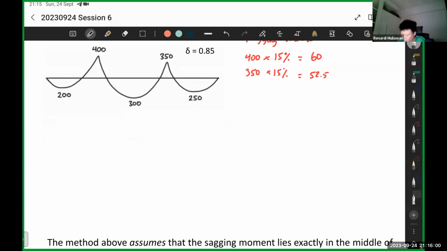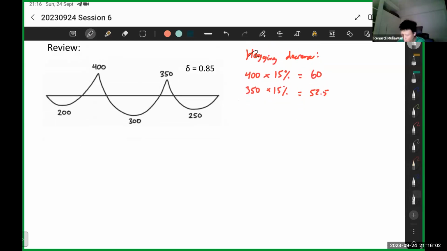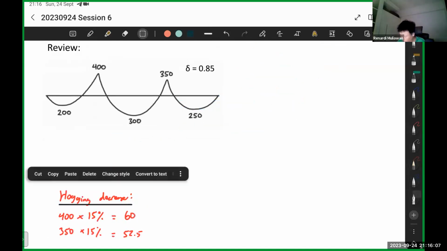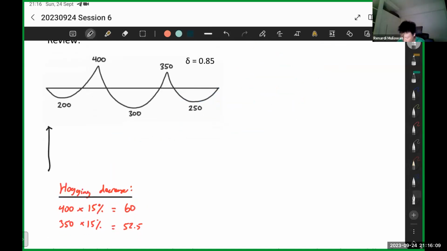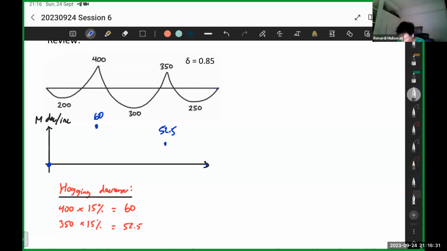Usually after we get the hogging decrease, we will draw a diagram of the decrease of the moment, the moment decrease or increase. In the leftmost side, the redistribution is 0 because the moment is 0. Then here, the redistribution is 60. Then 350 is 52.5. Then this one is 0. So you draw a straight line, something like this.